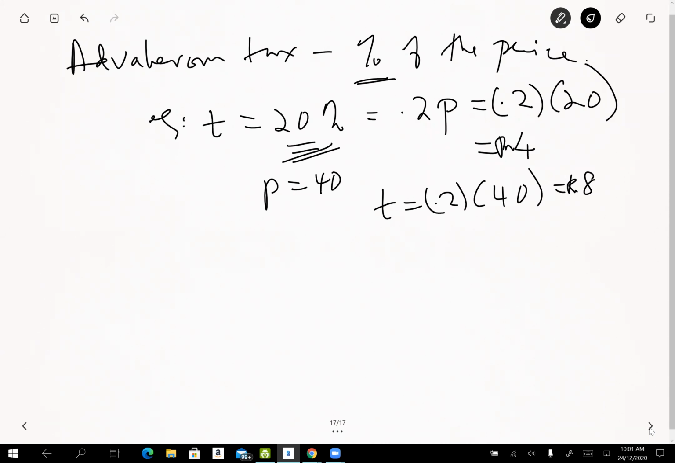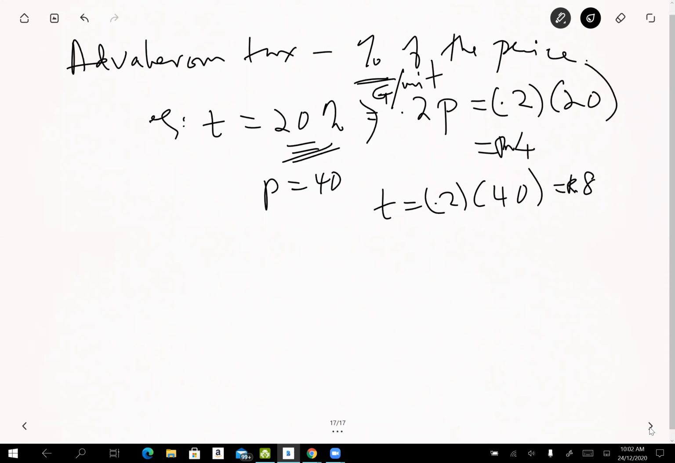All right. So the tax rate is 20%. That is 0.2. Now, when you multiply by the price, it's not the tax rate anymore. It's not really the total tax collection. It's the tax collection per unit. Okay? Yeah, tax collection per unit.